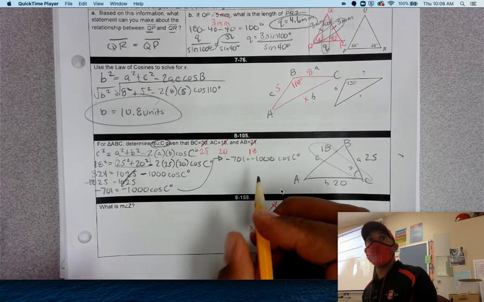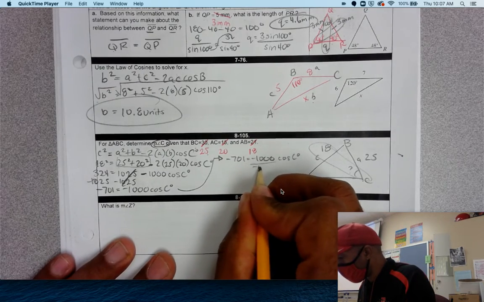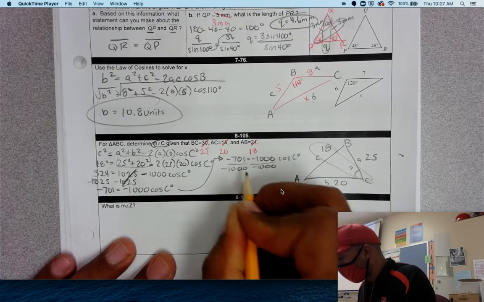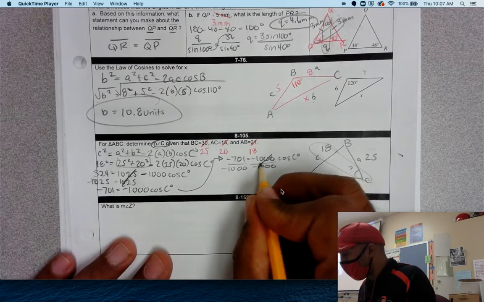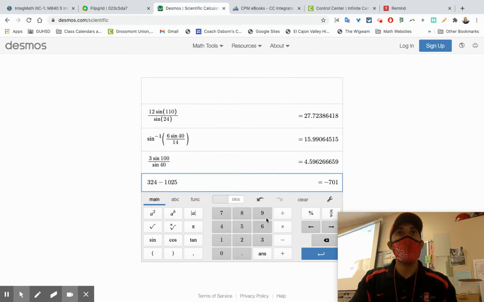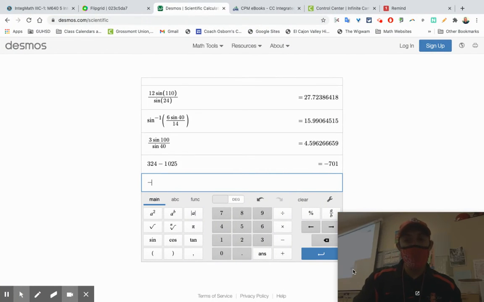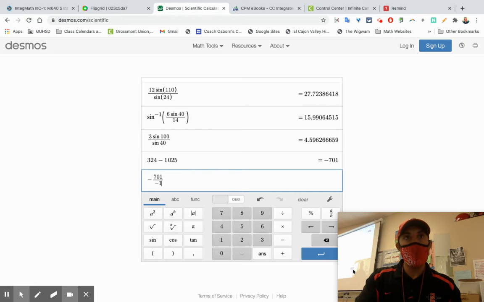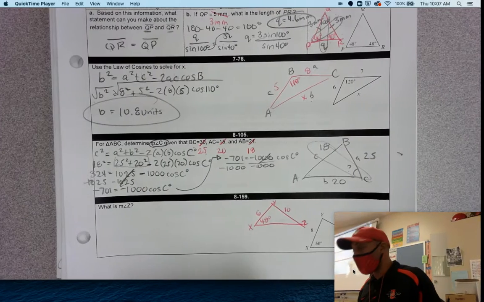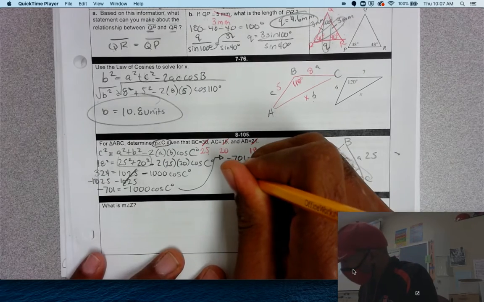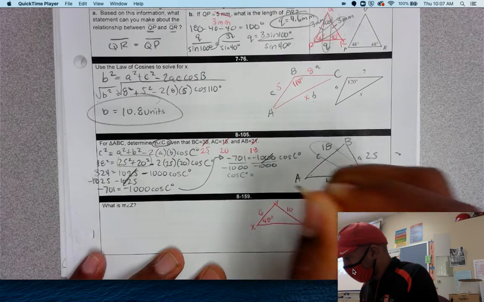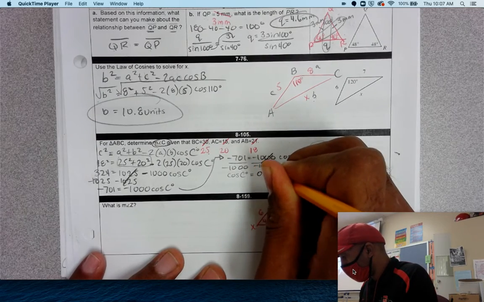Most of the time, those are both going to be negative so that when you divide them, they become positive. You should get a positive value here after you do this step. If you don't get a positive, make sure you go back and check to see what your mistake was. Okay, so next, let's do negative 701 divided by negative 1000, which is 0.701. So now the cosine of angle C is equal to 0.701.